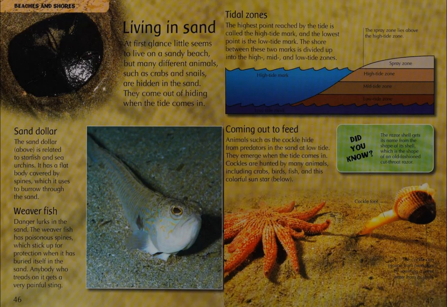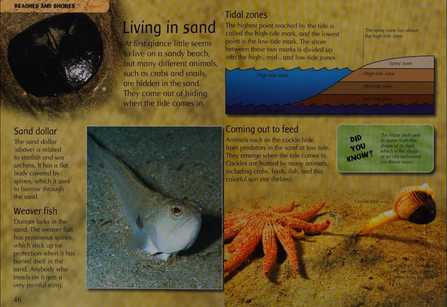Tidal zones. The highest point reached by the tide is called the high tide mark, and the lowest point is the low tide mark. The shore between these two marks is divided up into the high, mid, and low tide zones. The spray zone lies above the high tide zone. High tide mark. Low tide mark. Spray zone. High tide zone. Mid tide zone. Low tide zone.